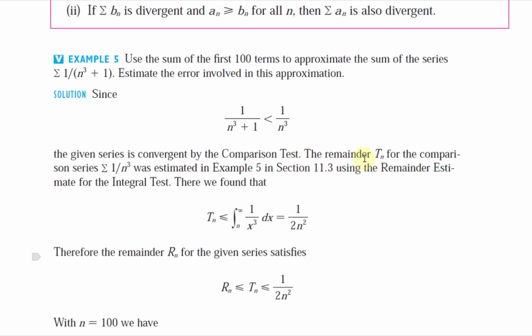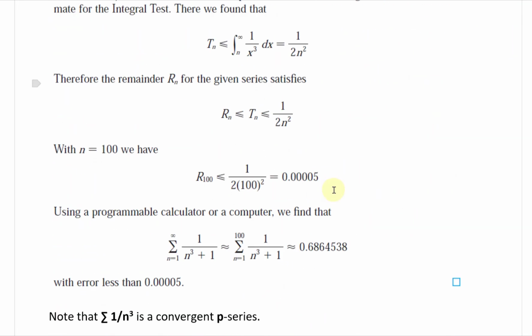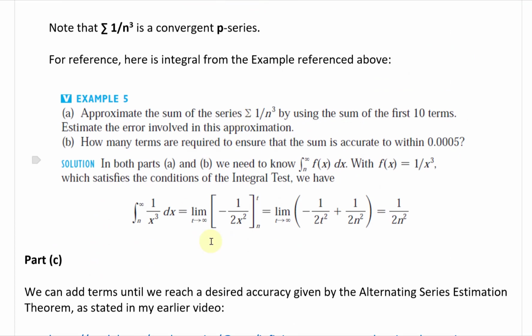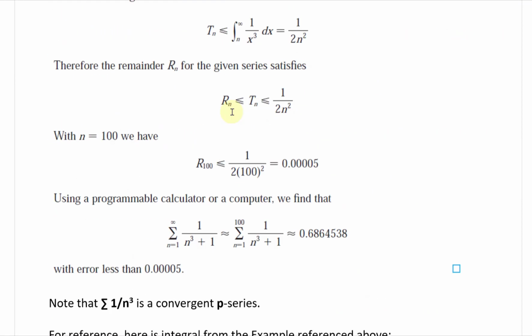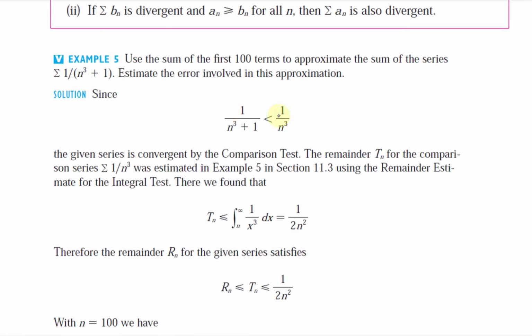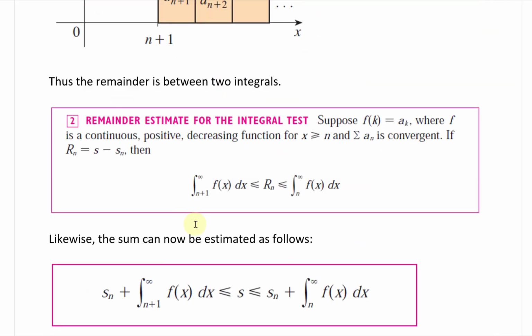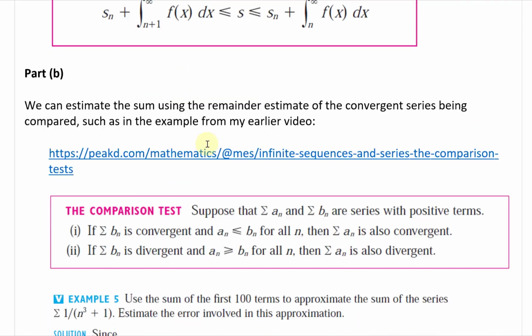And the remainder Tn for the comparison series, this right here, we had the remainder already, was estimated in example 5 in section 11.3, as again, earlier video. We'll go over this later after I cover this example, and again, that one used the remainder estimate for the integral test that I just went over in part A. So basically used an estimate like that.